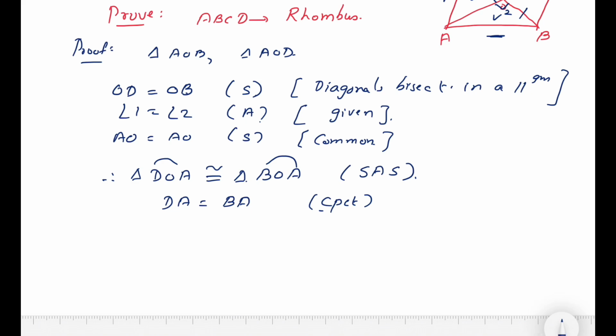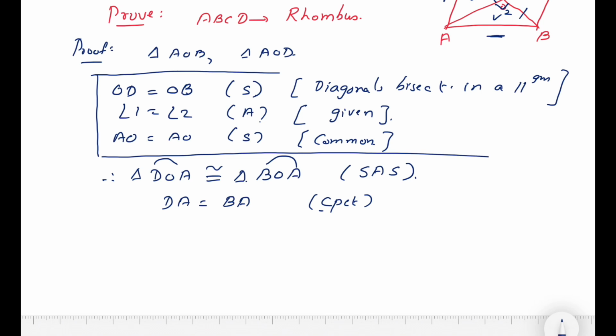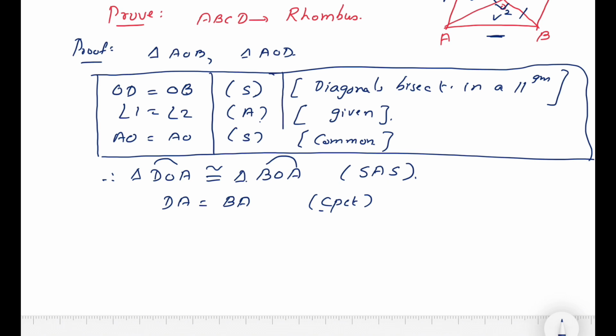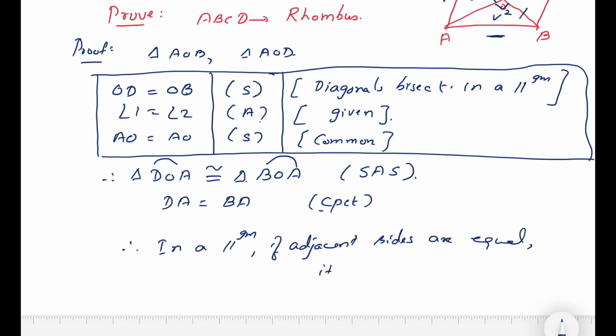When you write the proof of the congruence, write it in an order like this, so that it looks neat. In a column, write the data here, which criteria you are taking, and the reason. So therefore, in a parallelogram, if adjacent sides are equal, it is a rhombus.